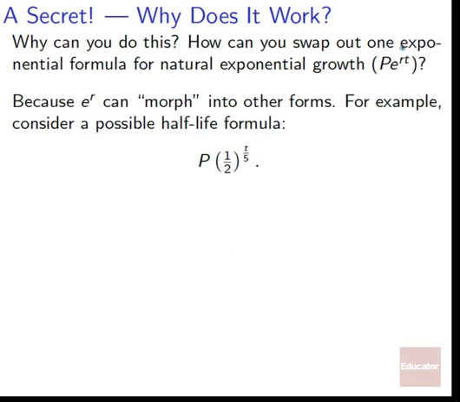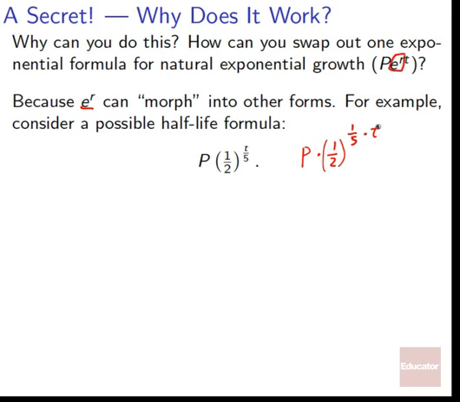The reason is because this e to the r part can morph into other forms. For example, let's look specifically at a possible half-life formula. So we might have P times 1/2 to the t over 5. We can see this as P times 1/2 to the rate of 1/5 times time, right? That's what we've got there. So some principal starting amount times 1/2 to the 1/5 times t. So for every, say, 5 years, we have half of the amount that we originally had.